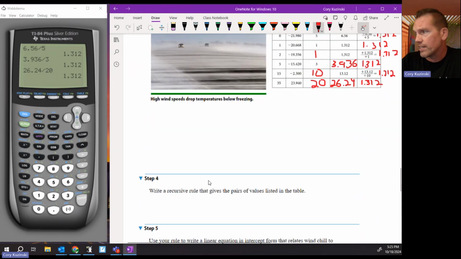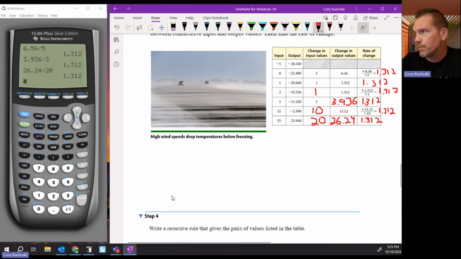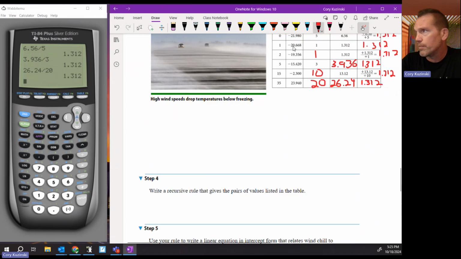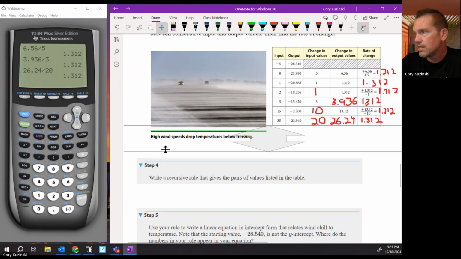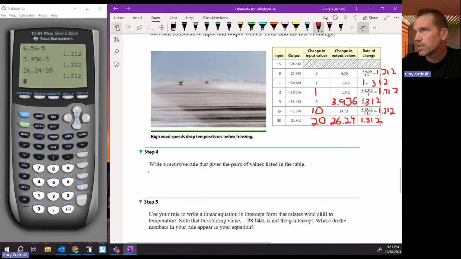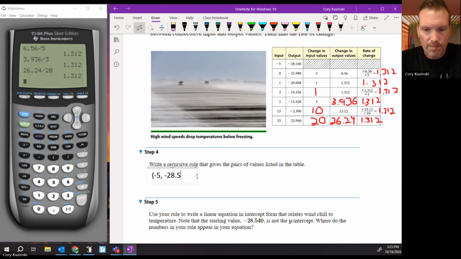Write a recursive rule that gives us these values listed in the table. Okay, so for the inputs and outputs. Let's do this. There's a little room here. Get rid of that. All right, how about our starting values are actually -5, -28.540.